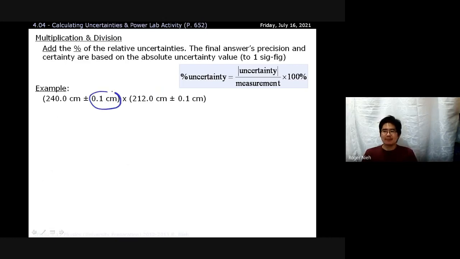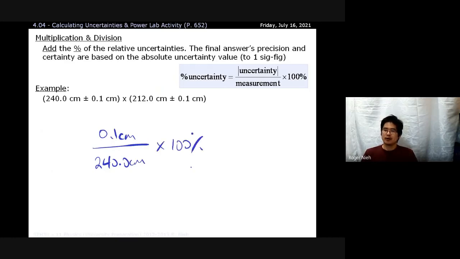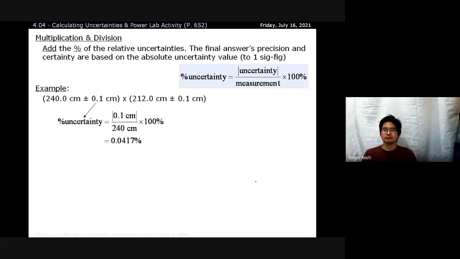So that's what we want to do. We want to convert this absolute uncertainty into a relative uncertainty, and this is the formula used to solve for it. Again, what you do is you take the uncertainty of 0.1 centimeters and you divide it by your measurement of 240.0 centimeters. And to convert into a percentage, you just multiply by 100%. Exactly what we see up here. The vertical signs, if you don't recall, just mean absolute value. In other words, we don't care about the minus sign. Just ditch the minus sign. It's irrelevant in our calculations.